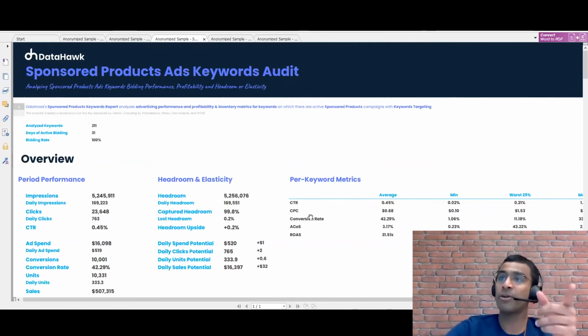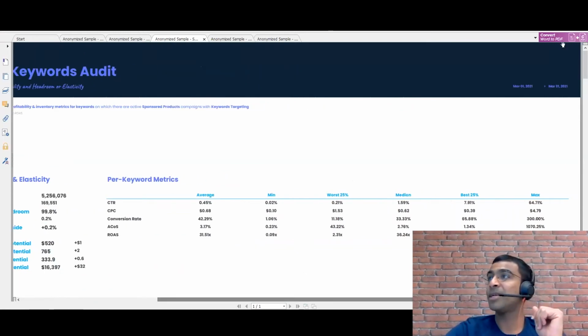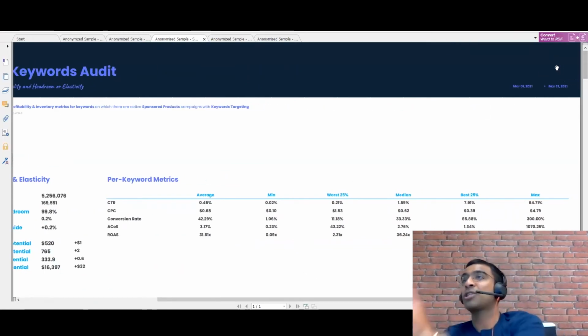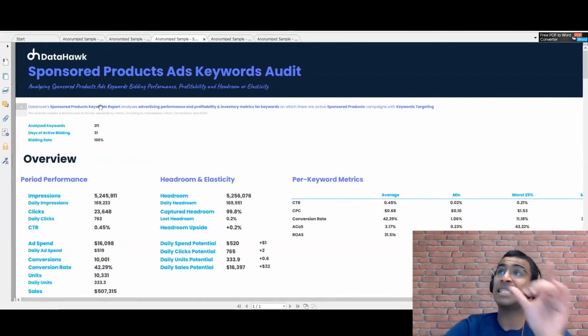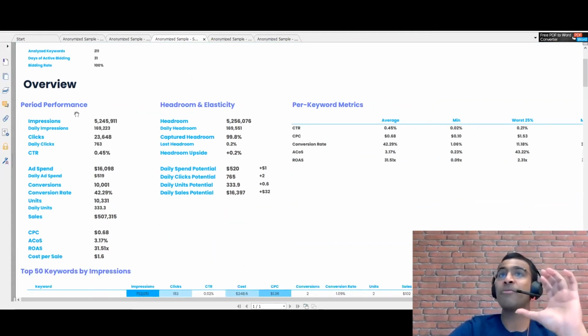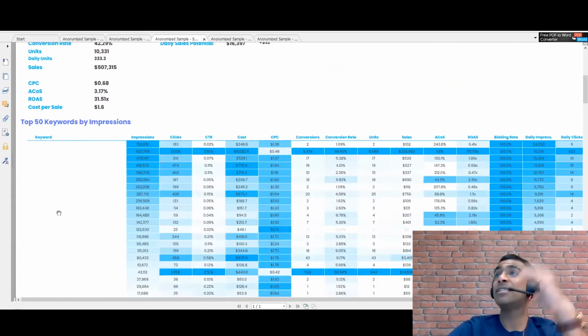So I made this report for a client for this time period, right? March the 1st to March 31st, meaning the whole month of March, right? During that time frame, we noticed that these guys were bidding on 211 keywords. Right. And when you scroll down, you can see some top level information like impressions, the ad spend, CPC, ACoS, ROAS, which is crazy, 31.5x and so on. And then you have leaderboards here.